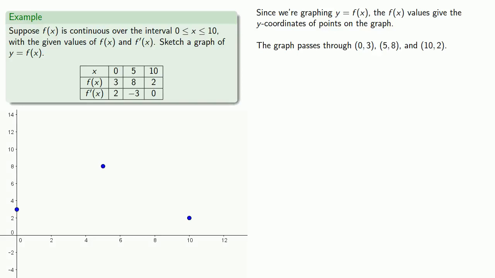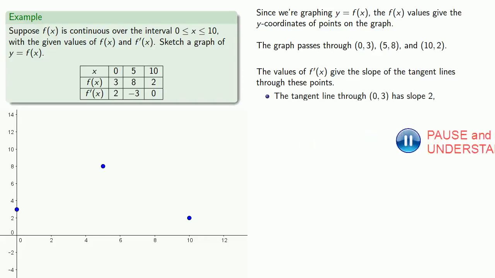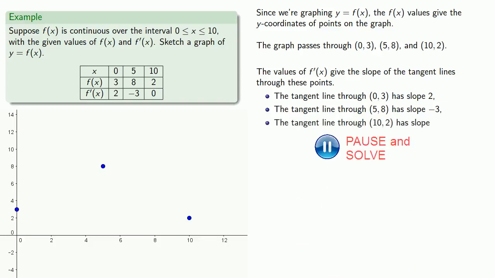Next, we know the values of f prime of x give the slope of the tangent lines through these points. So since we know the derivative at x equals 0 is 2, then the tangent line through (0, 3) has slope 2. Likewise, the tangent line through (5, 8) has slope negative 3. And finally, the tangent line through (10, 2) has slope 0. And so we might try to draw these tangent lines.